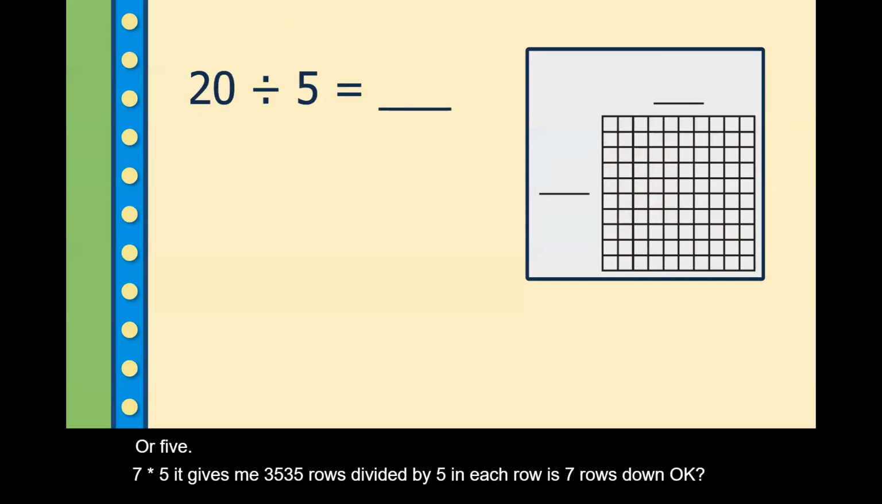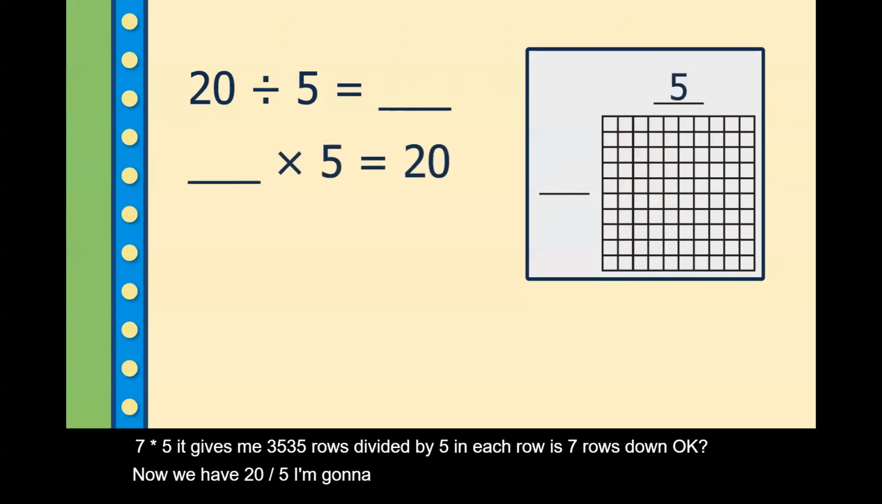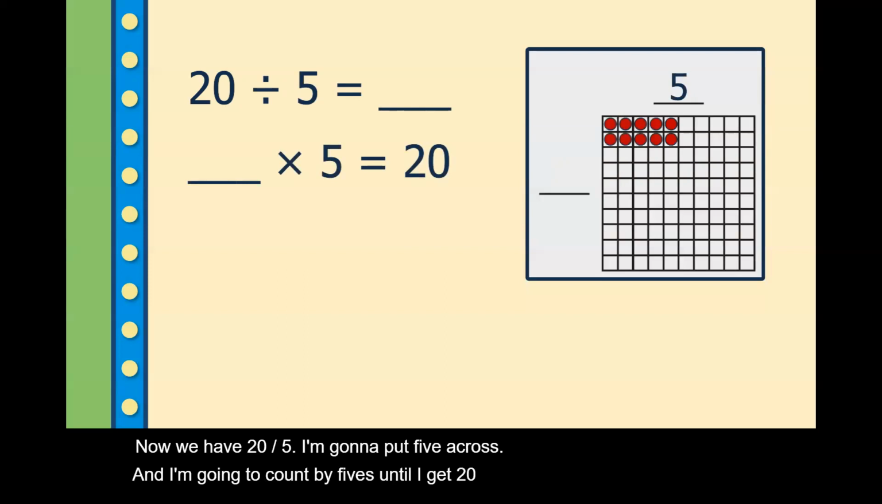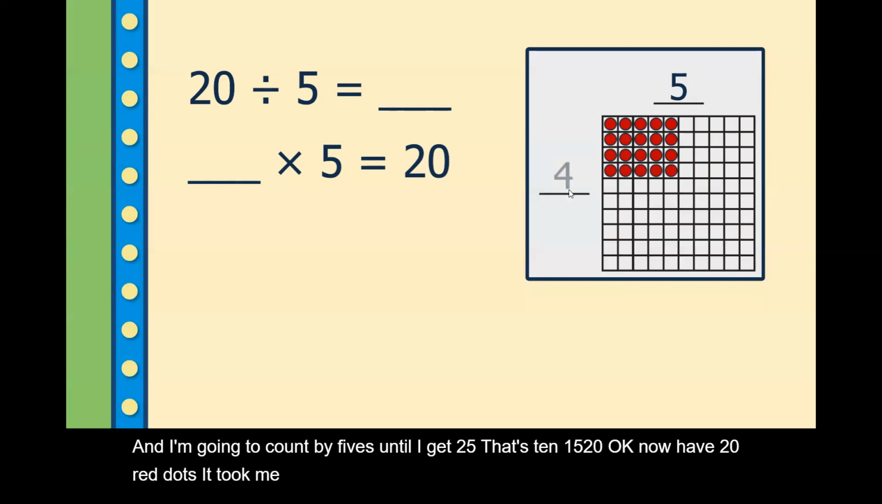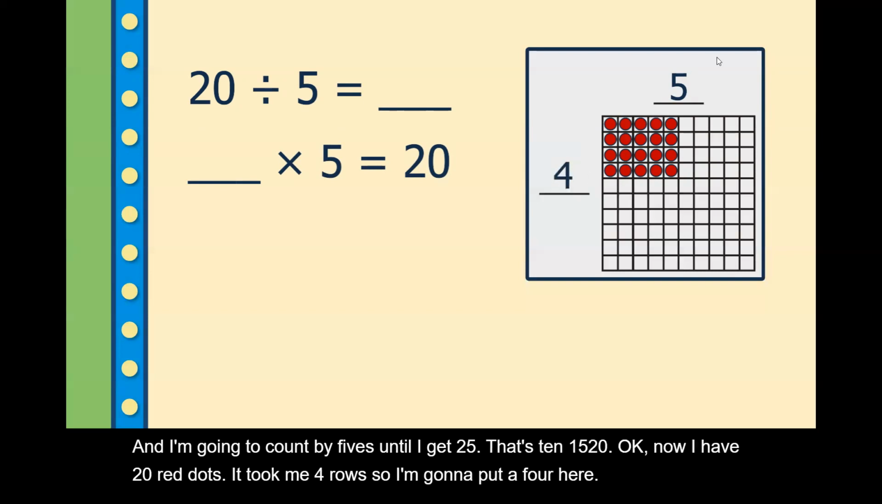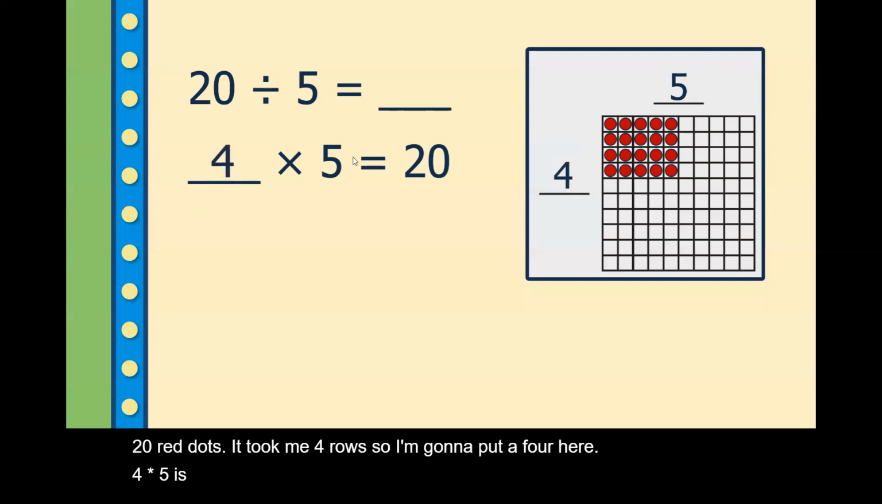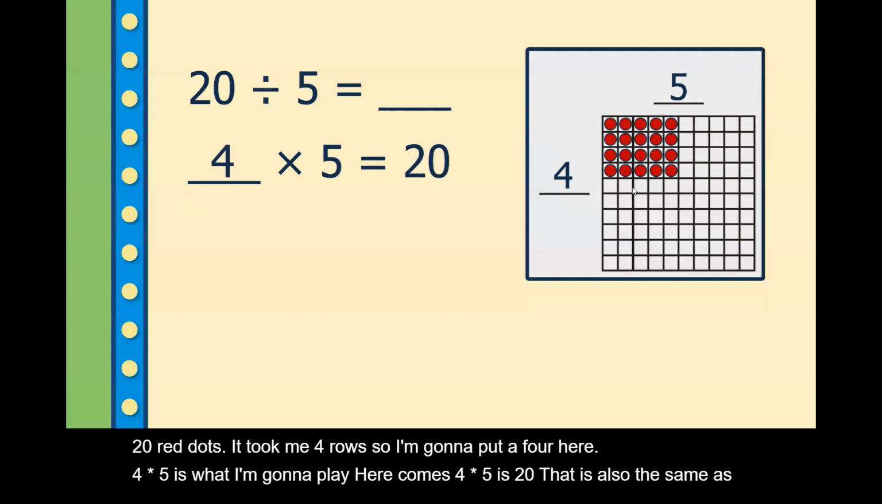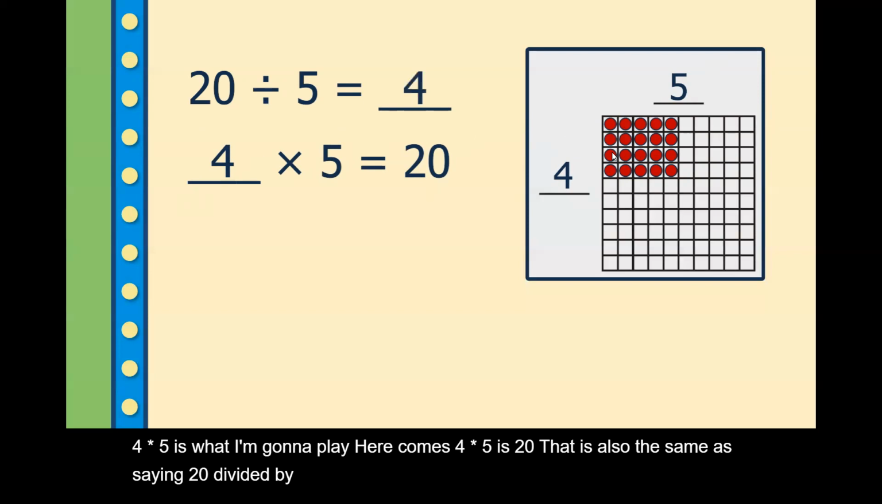Now we have 20 divided by 5. I'm going to put 5 across. And I'm going to count by 5s until I get to 20. There's 10, 15, 20. Okay, now I have 20 red dots. It took me 4 rows, so I'm going to put a 4 here. 4 times 5 is what I'm going to place here, because 4 times 5 is 20. That is also the same as saying 20 divided by rows of 5 is 4 rows, okay?